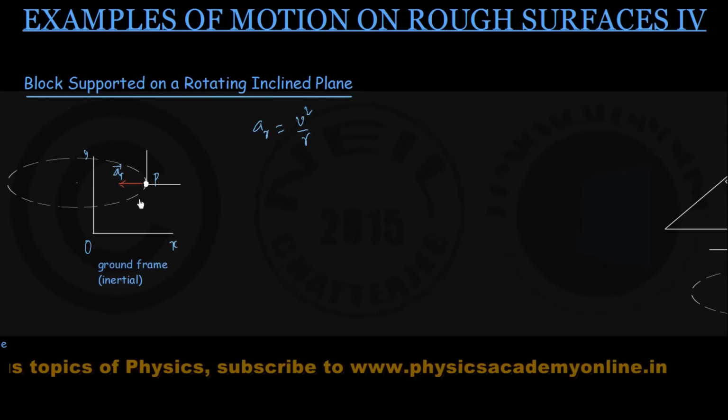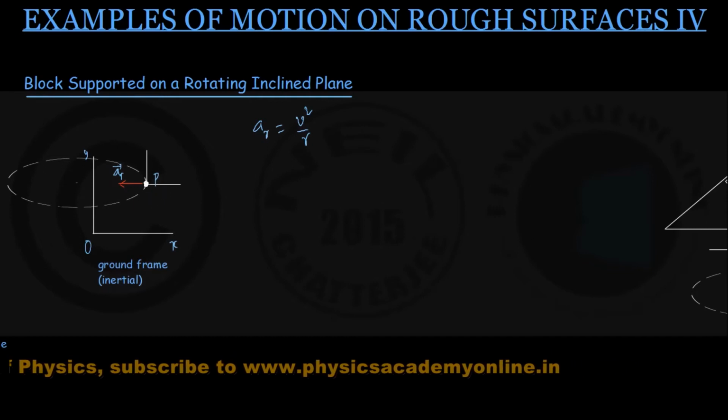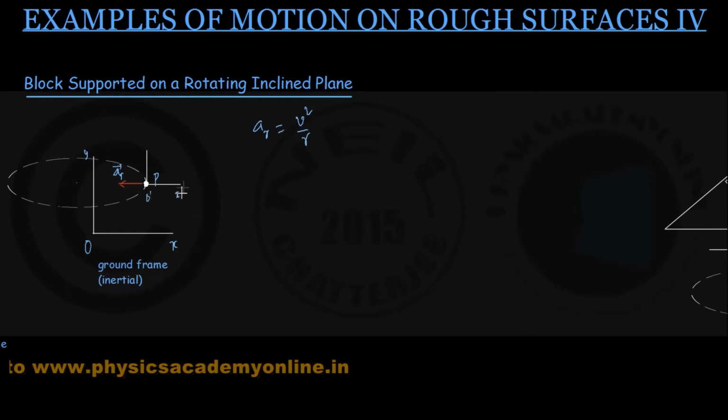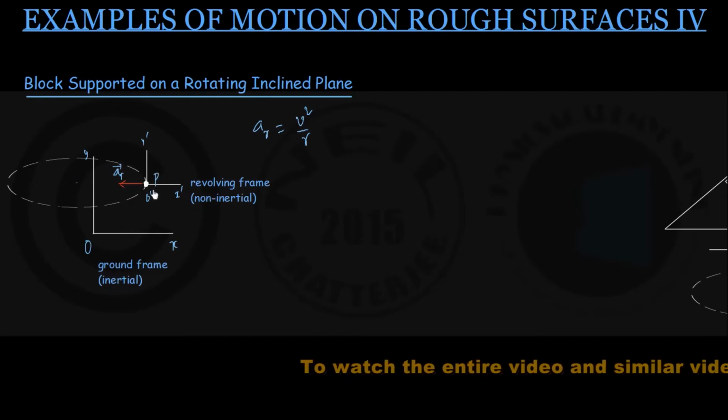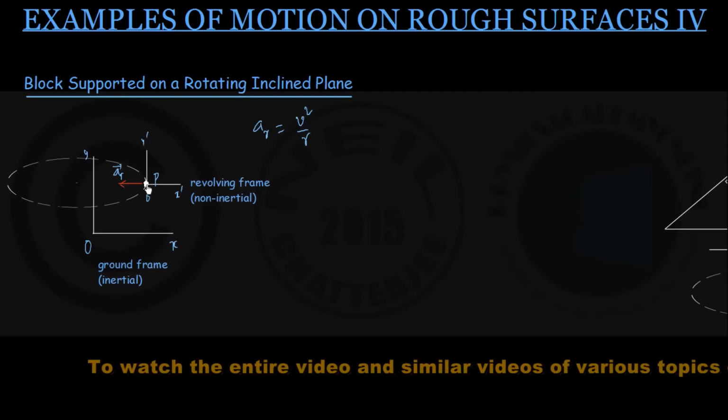Now we attach another frame of reference, and we shall call it say O' x' y'. So a new frame of reference attached to the revolving particle. So let me call that a revolving frame attached to the particle P. So you see that since this frame itself has an acceleration of a_R towards the center of the circle with respect to the ground frame, we conclude that this frame attached to the particle P must be a non-inertial frame of reference, because it's attached to a revolving particle P and has an acceleration.